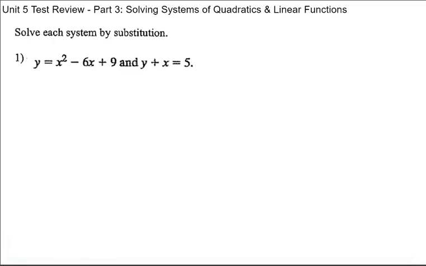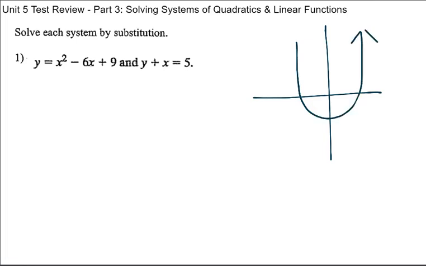Hey everyone, this video is over the Unit 5 test review, and this will be Part 3, solving systems of quadratics and linear functions. We're looking for where a quadratic function, which is always a U-shaped graph, is going to intersect a linear function, which is always a straight graph. Our solutions will be the points where they cross.